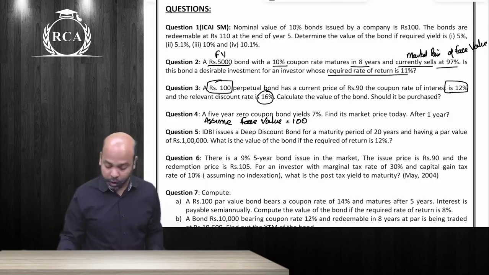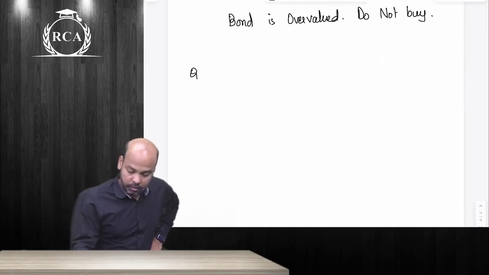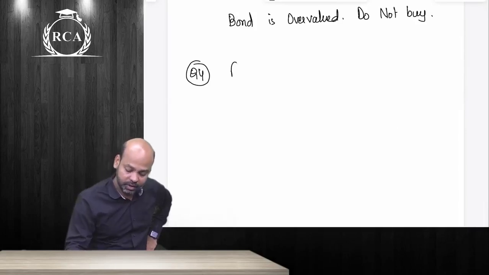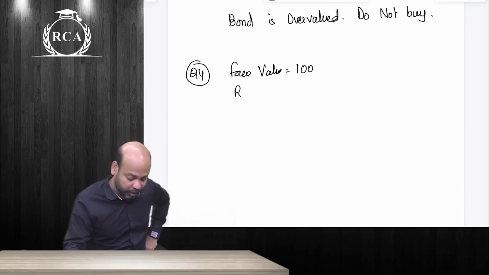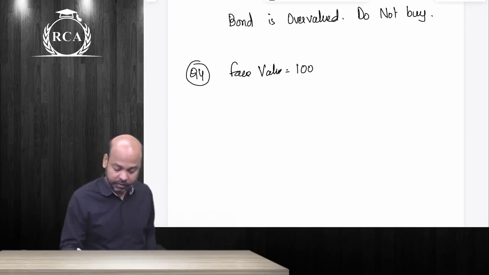Kids, what did you get? What is the value of the bond today? Face value is 100 rupees. Your required rate of return, how much is it? Not required rate, this is YTM. Yes or no? Yield is given.